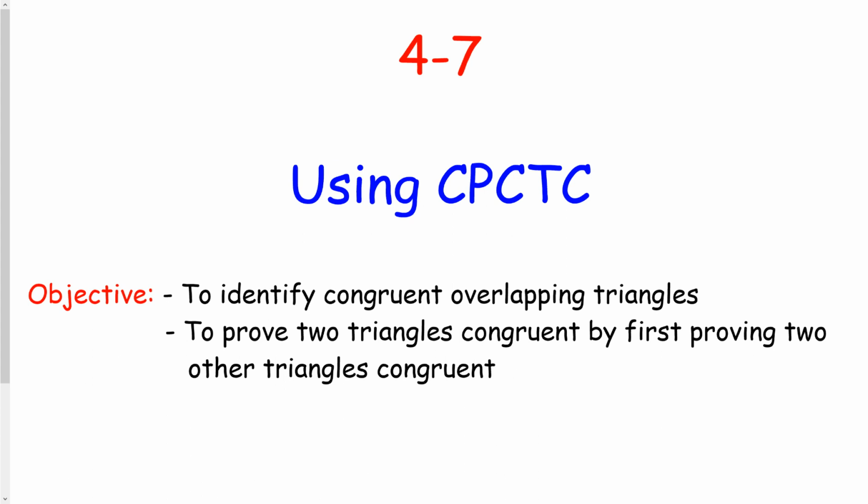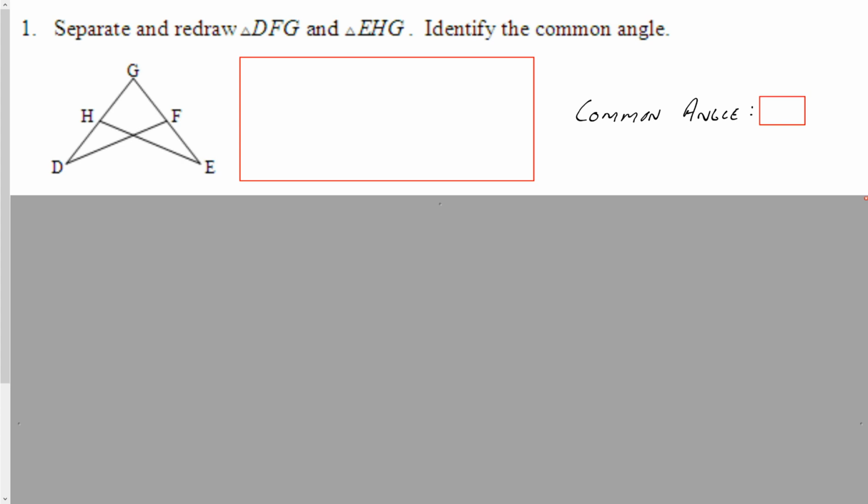Section 4.7 again deals with CPCTC, but now we will start using it to help us do some more complicated, a little bit longer proofs. So we won't just stop after we've proved triangles are congruent and then just use CPCTC as the last step anymore. So before we get into the proofs, I'd like you to practice doing this.